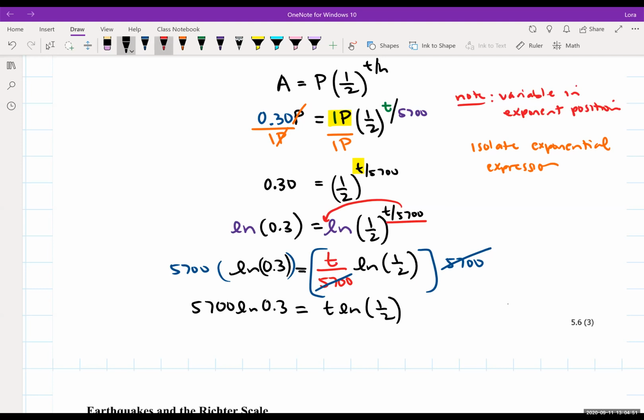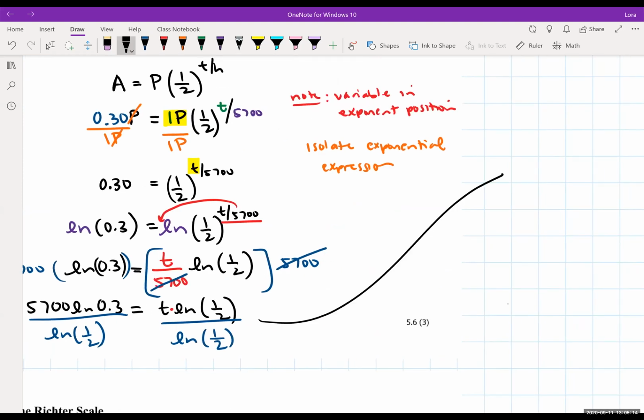Now keep in mind, your goal is to solve for t. Natural log of 1/2 is a nice constant. So in order to solve for t, all we have to do is divide both sides by natural log of 1/2. So we will get, and I'm going to move this over to the side, t is equal to 5,700 natural log of 0.3 all over natural log of 1/2.